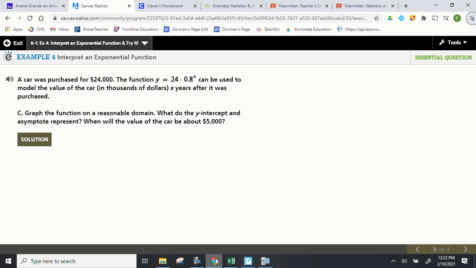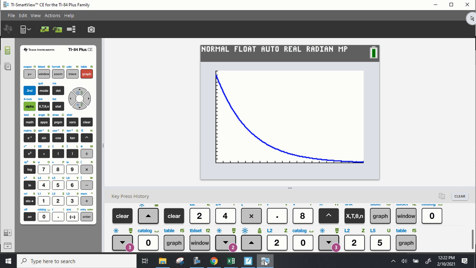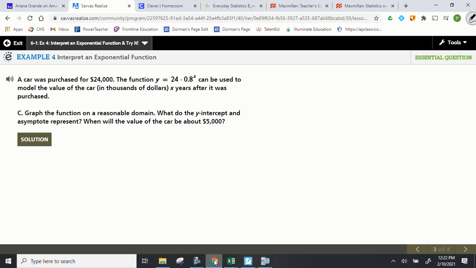All right. So from our graph, our y-intercept represents the starting value. So at year 0, the value is 24,000, I believe our units are in thousands. I believe it's dollars. Yes. Perfect.